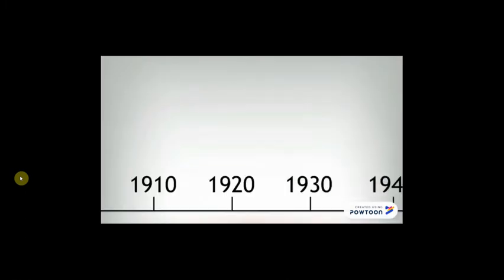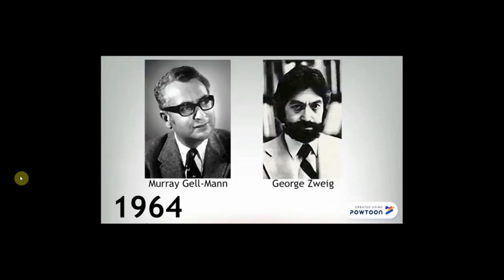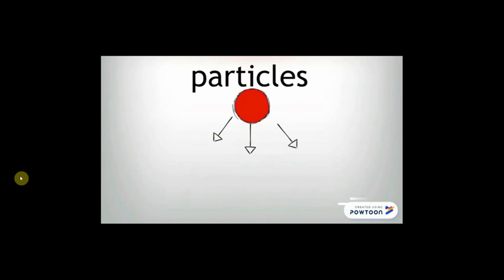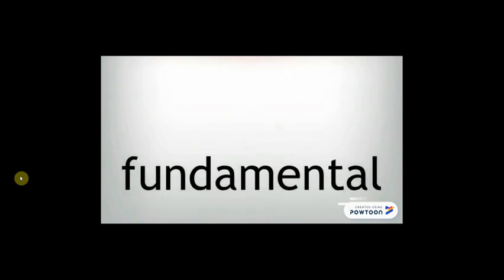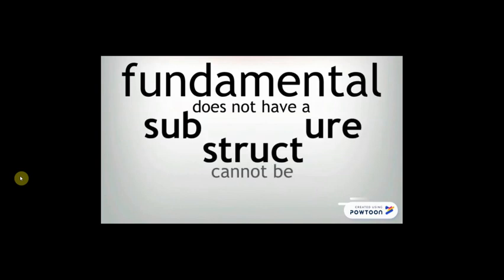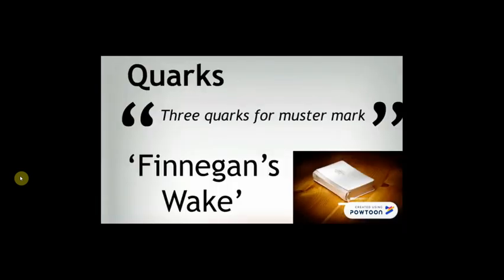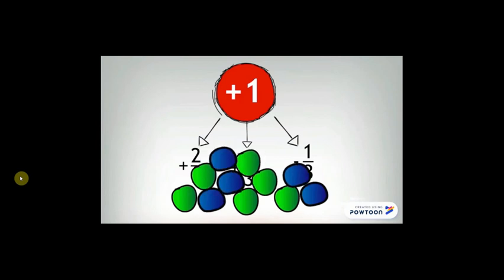What are quarks? In 1964, Murray Gell-Mann and George Zweig suggested that most of the known particles of the time could be explained as being combinations of three fundamental particles. Now, the term fundamental means that the particle does not have a substructure. It cannot be split. In order for their calculations to work, however, these quarks needed to have a fractional charge. This was a new concept, as fractional charges had never been seen before.